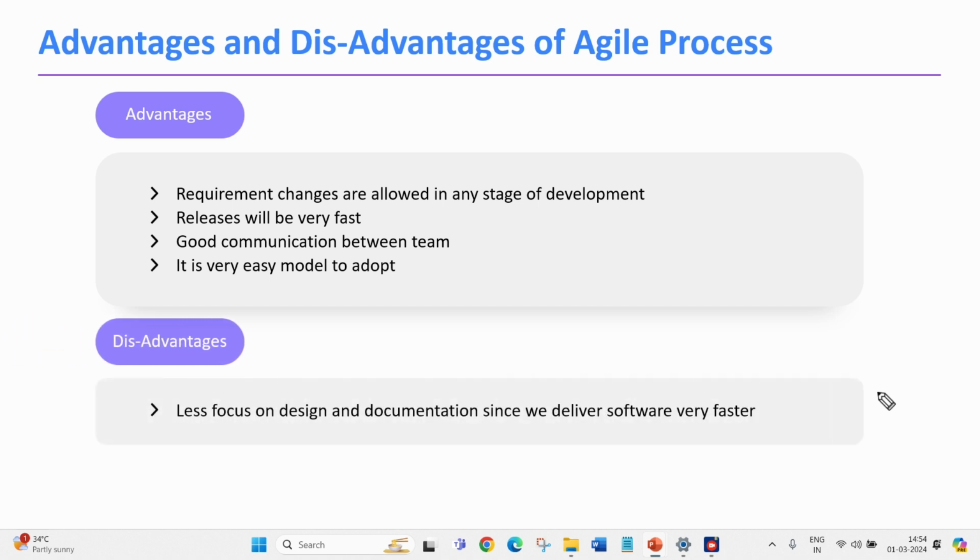Disadvantage of agile process. So in agile process, let's focus on design and documentation part since the delivery is very fast in agile. Creating a document is a time consuming process. Since the delivery is faster in agile process, we don't have time to create any kind of document in an agile process.